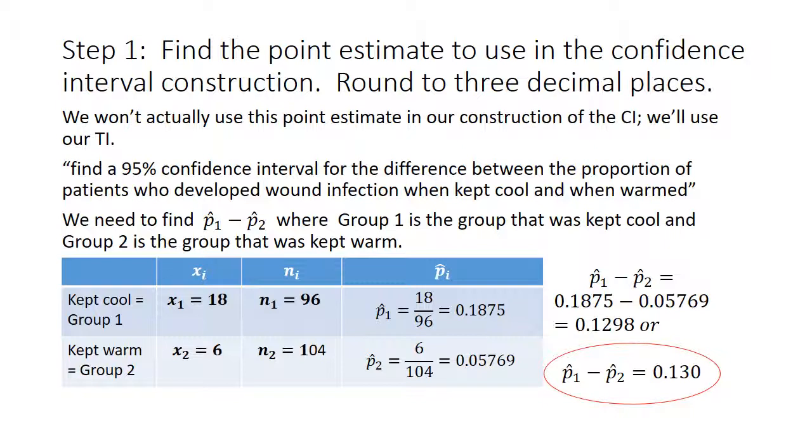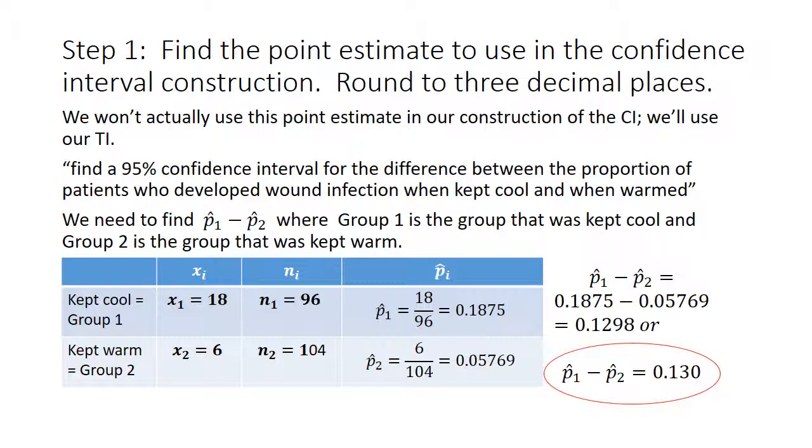If this is a statistically significant difference, and we have to do some analysis to figure out if it's statistically significant, but if this were a statistically significant difference, this is a practically significant difference as well. Over 3 times the percentage of cooled patients developed infection as compared to those that were kept warm. Okay, so how much of a percentage difference is this?